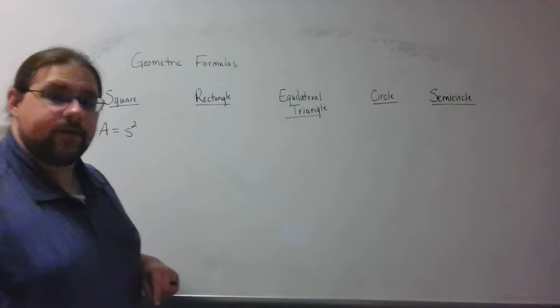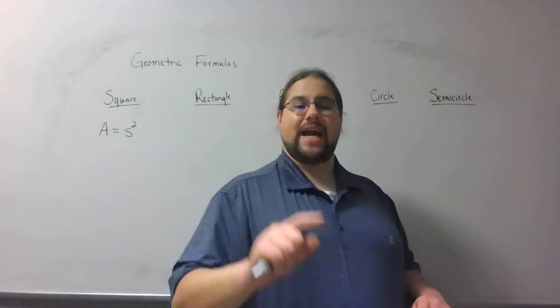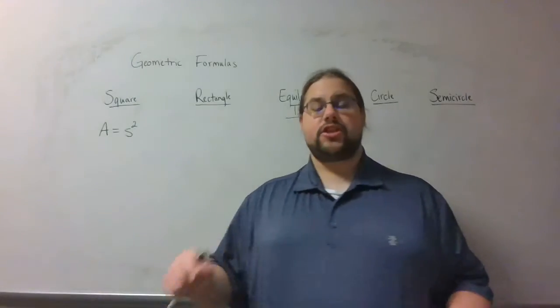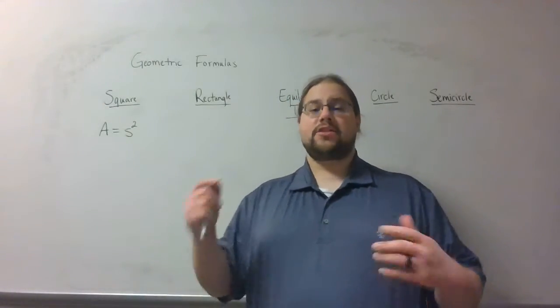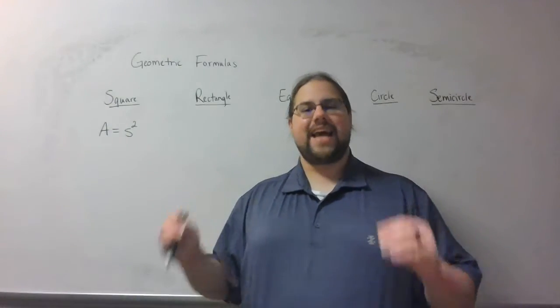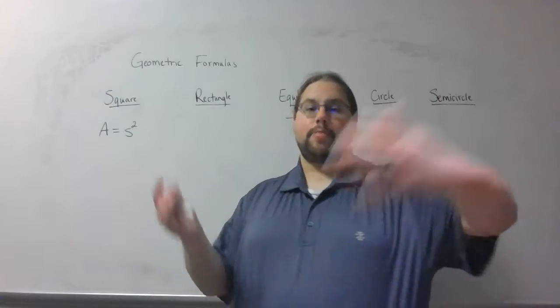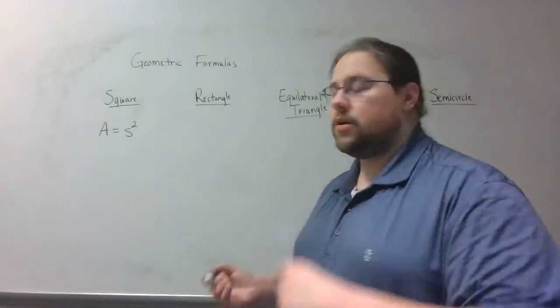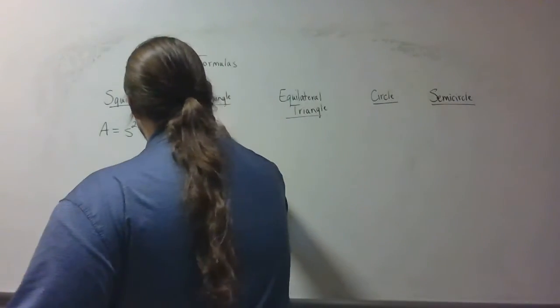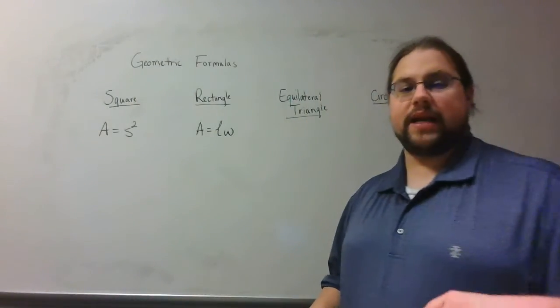Now, fun fact for you: when we talk about the history of mathematics, multiplication actually derived from the geometric formula for area. And so this operation of squaring something came from finding the area of a square. That's why we call it s squared, because it's about the area of a square. Now, rectangles, hopefully you remember, is length times width.